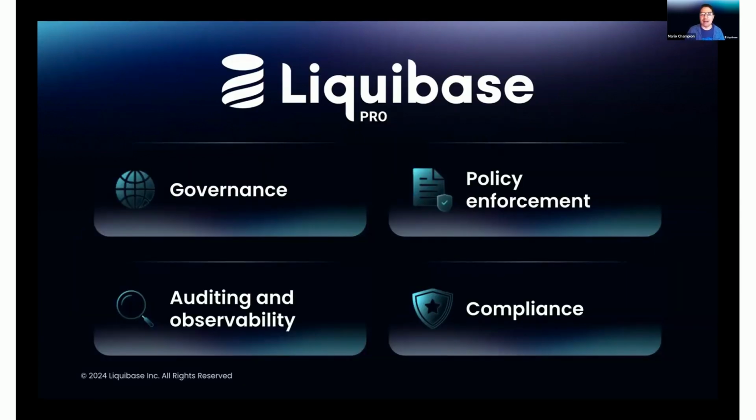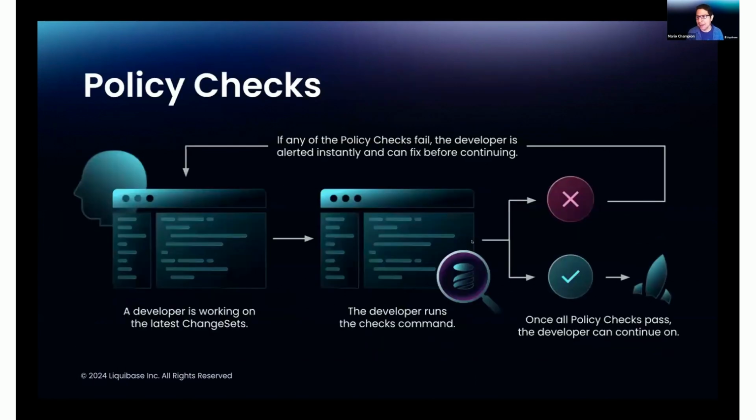Just as a quick background, Liquibase Pro is the paid and fully supported version of the venerable Liquibase OSS project, which has been around for near 2 decades and serves millions of users. The Pro version is built to support and enable modern automated database DevOps practices like governance and policy enforcement, auditability and observability, and the like.